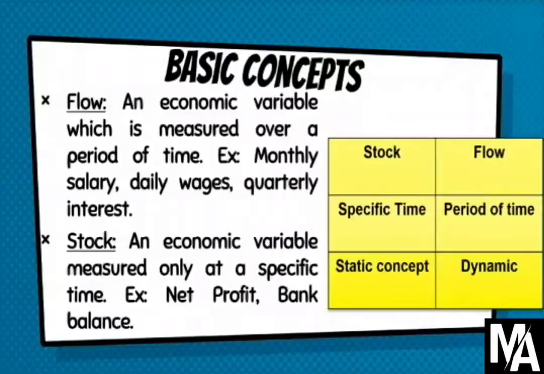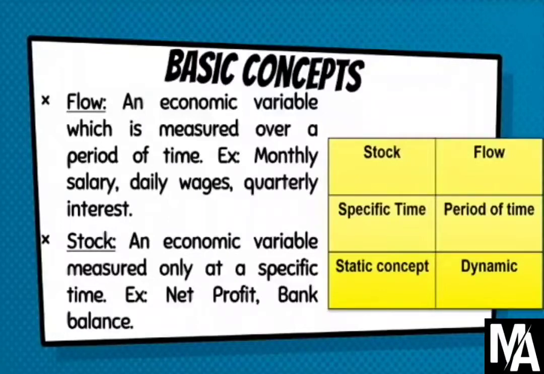On the other hand, an economic variable which is measured only at a specific point of time is called stock. For example, net profit is measured at the end of the year. Bank balance is measured when we request it from the bank. So, a flow is an economic variable measured over a period of time which happens continuously, whereas a stock is an economic variable which is measured only at one point of time. While flow is a dynamic concept, which means it moves continuously, stock is a kind of economic variable which is static, measured only at one point of time.